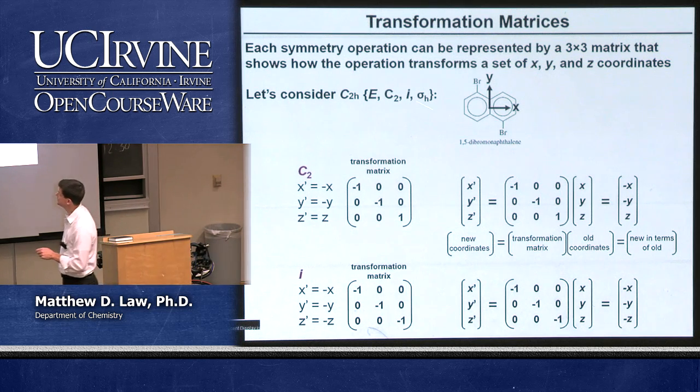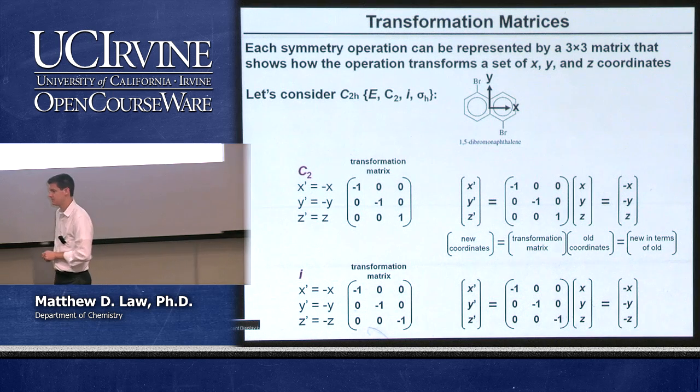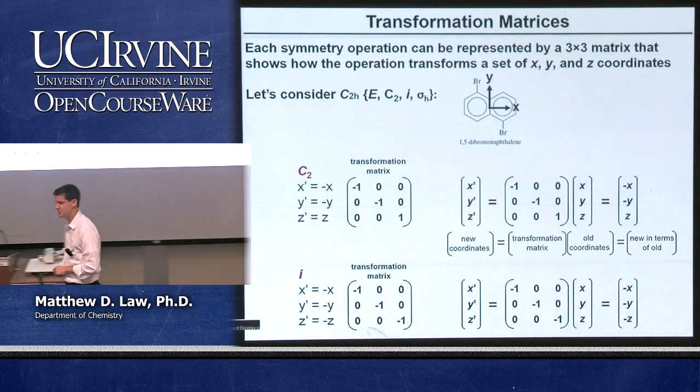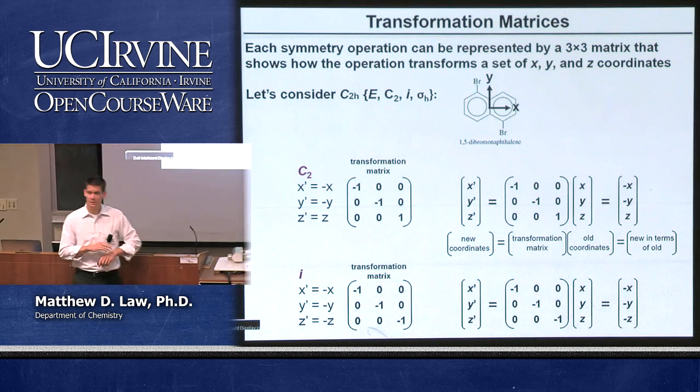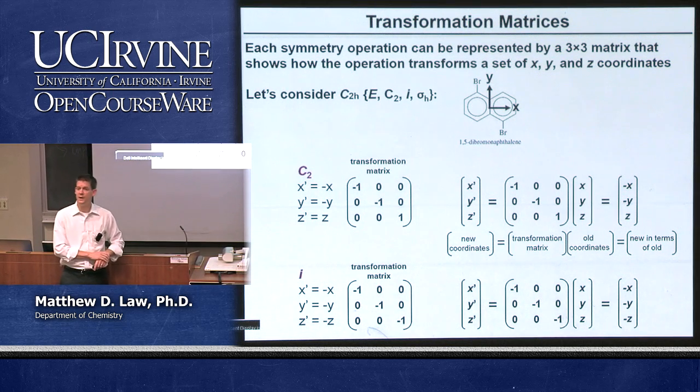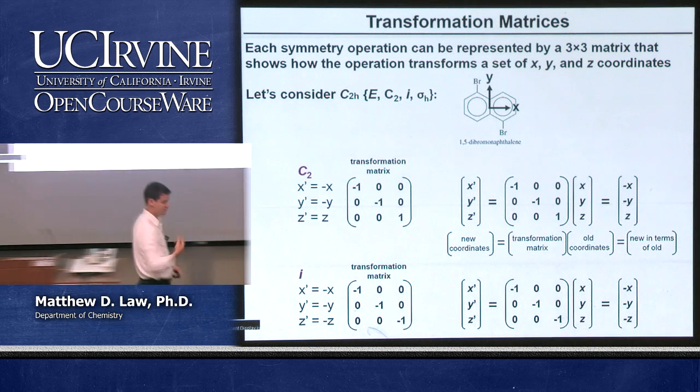Okay. And we could do the same thing for the horizontal mirror plane. What would the transformation matrix look like for the horizontal mirror plane? It would be 1, 1, negative 1 along the diagonal of the matrix. So the only axis that's going to change in a horizontal reflection is going to be the z-axis. The x and the y coordinates don't change. Okay? And that would be our 4 transformation matrices for this point group.